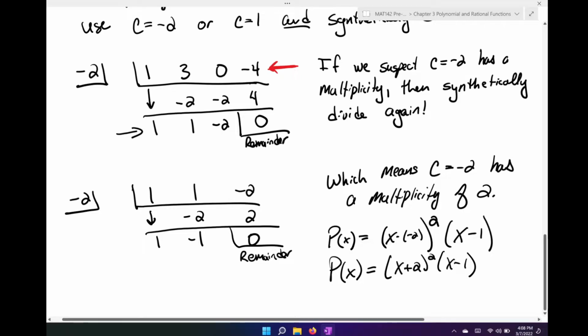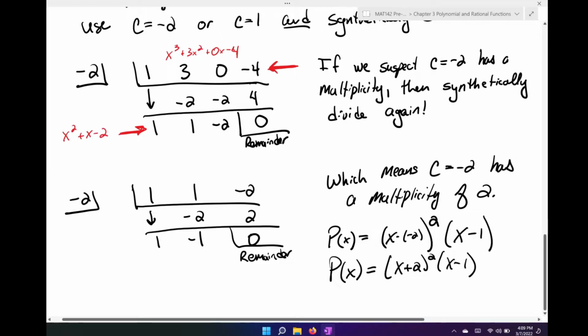This is our original polynomial, and I'm going to write it in red directly above. It was x to the third plus 3x squared plus 0x minus 4. Then, after we synthetically divided once, here's our new answer. I'm going to write it in red. This is x to the second plus x minus 2.